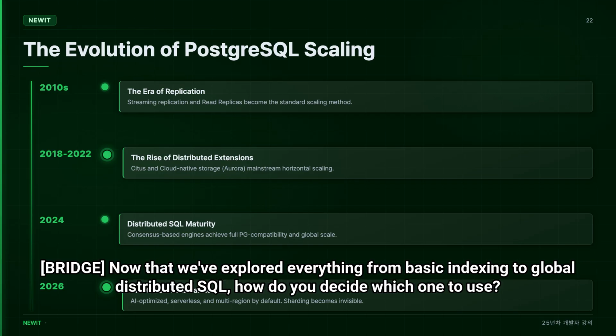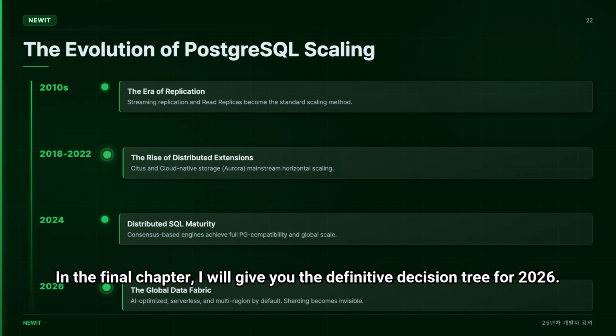Bridge: now that we've explored everything from basic indexing to global distributed SQL, how do you decide which one to use? In the final chapter, I will give you the definitive decision tree for 2026.